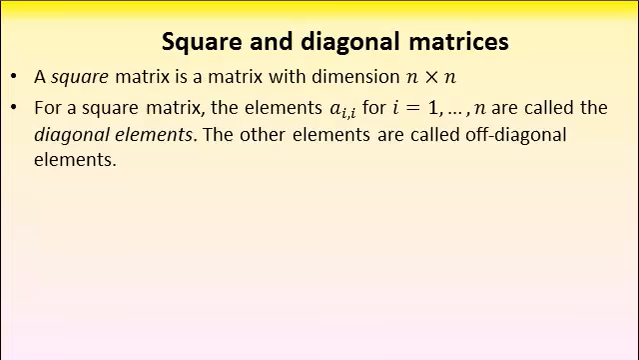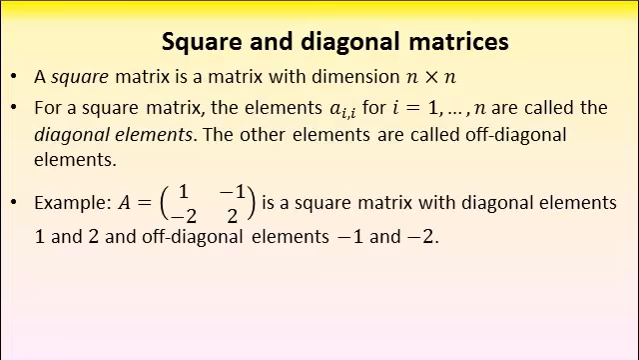Here's another example. A is 2 by 2, therefore a square matrix. It's square, so we can define the diagonal, and the diagonal consists of the diagonal elements 1 and 2, while the other two elements, -1 and -2, are off-diagonal elements. So keep in mind, in matrix algebra, the diagonal is only the one that goes from the top left to the bottom right.